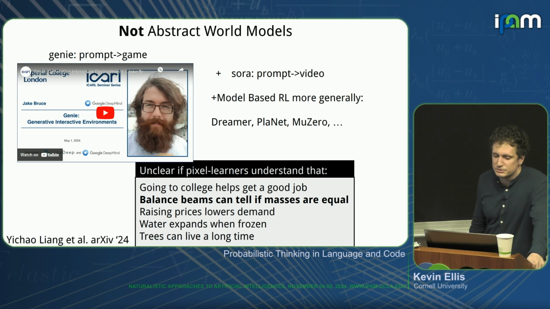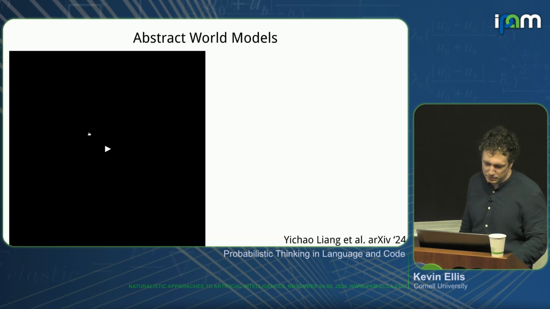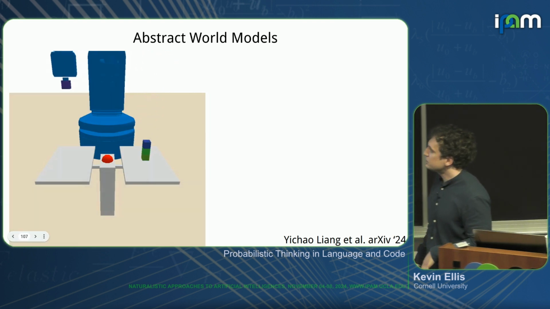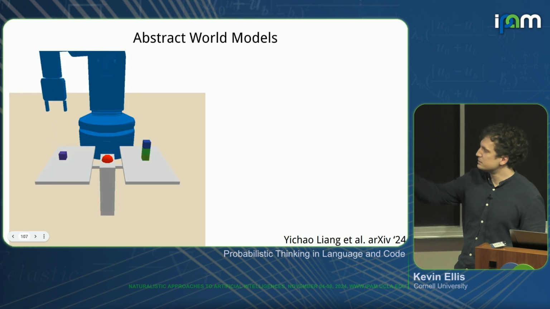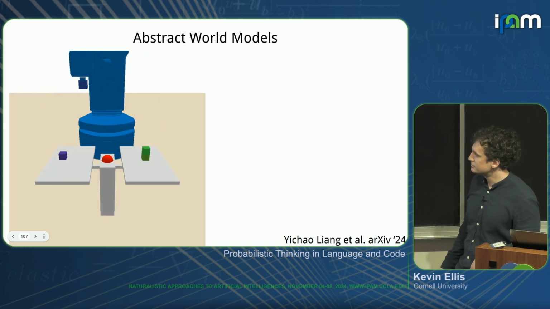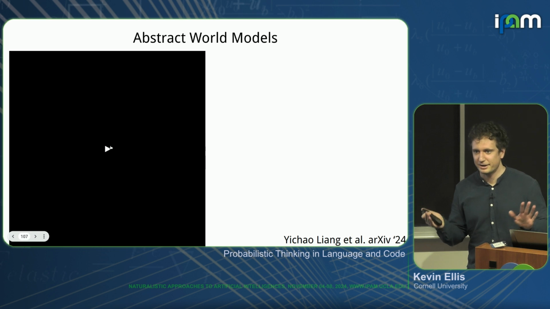So we're going to focus on a simple example here of thinking about balance beams. And we're going to work with a simulated robot, which is operating a balance beam machine. And it gets reward if it can balance the beams, so the same amount of mass on either side. And when it's done, it presses a button. It says, like, I got the machine to work.